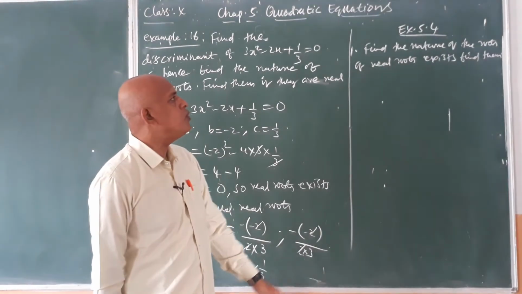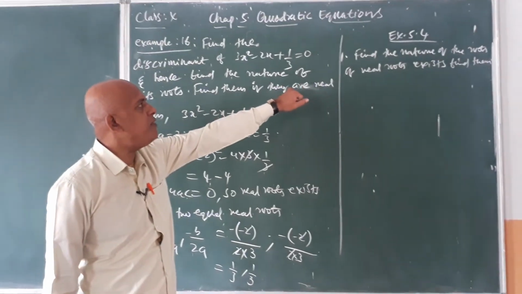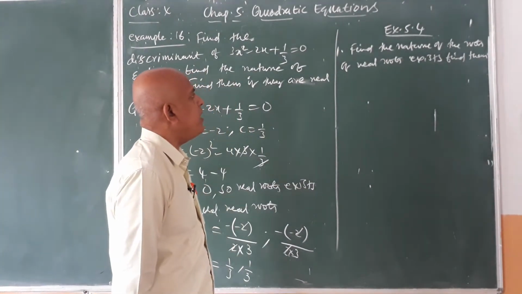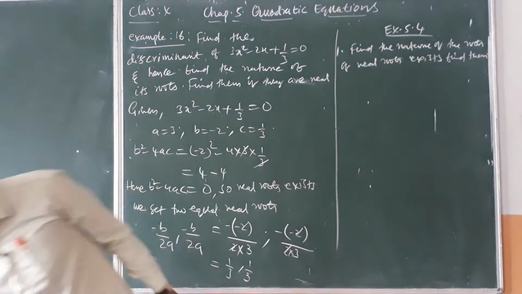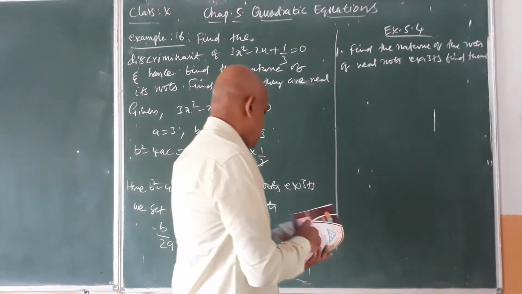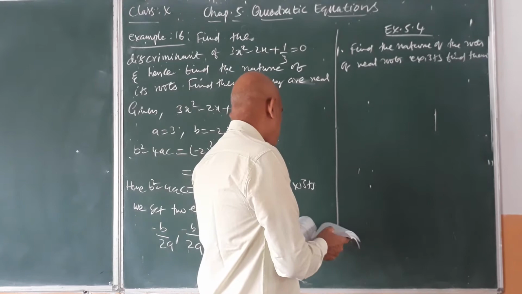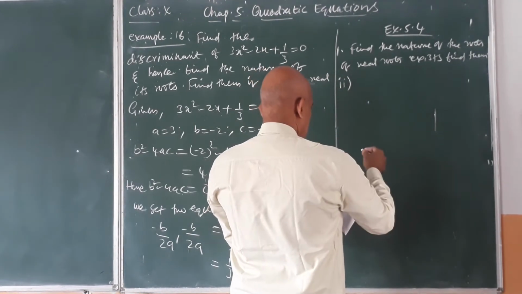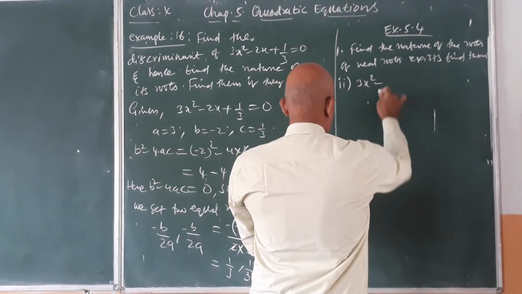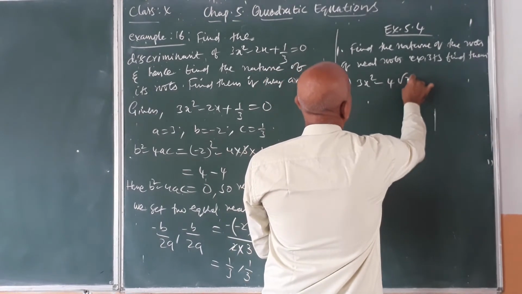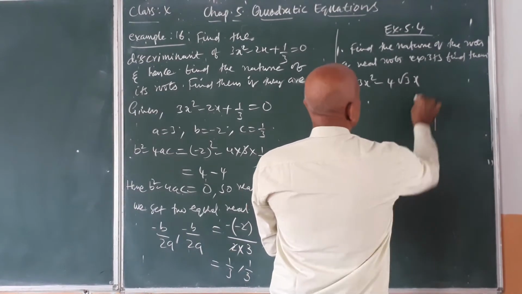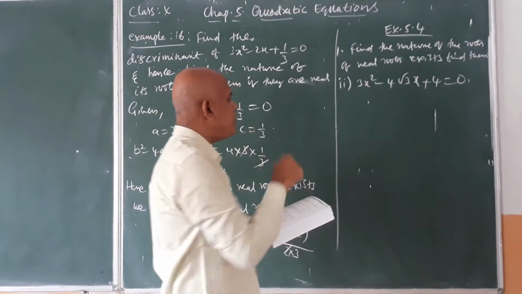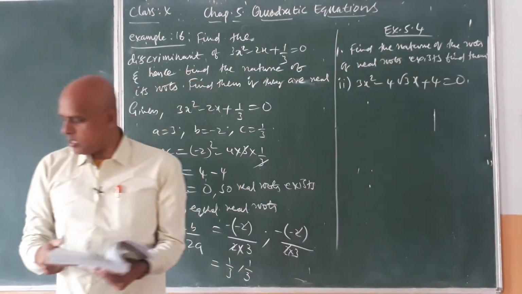So now we will move to exercise number 5.4, the last exercise. Find the nature of the roots, and if real roots exist, find them. So now we will go for the first problem here. In this exercise 5.4, 3 problems are there. I am taking one problem, the second one, that is 3x square minus 4 root 3x plus 4 is equal to 0. In the first bit there are 3 problems. I am doing one problem, the remaining 2 problems we can solve.